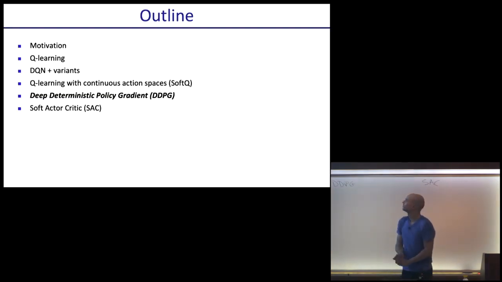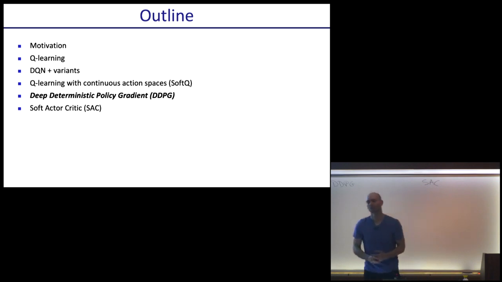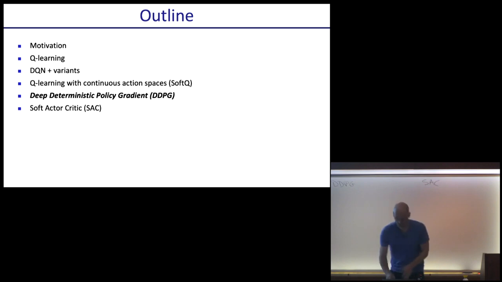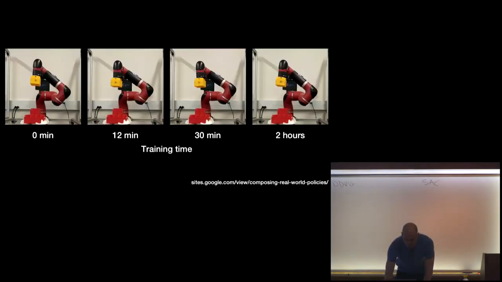Okay, before we switch to DDPG, any questions about Q-learning or soft Q-learning? Does the robot know which state it is in all the time? So good question. So what information does the robot have available here?